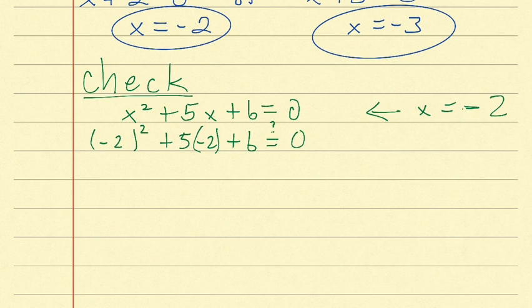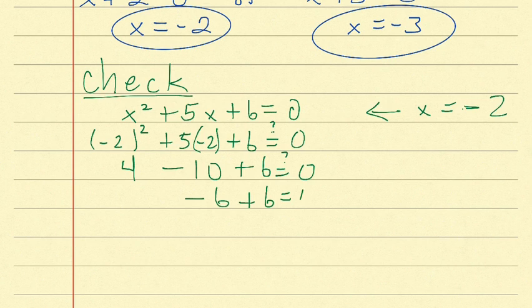-2 squared is 4. 5 times -2 is -10. 6 is 6. 0 is 0. What do I get when I combine 4 and -10? I get -6. Is it true that -6 plus 6 equals 0? Yes, it is. So I have found a solution.